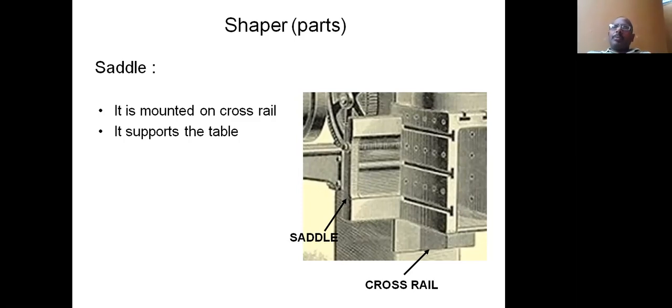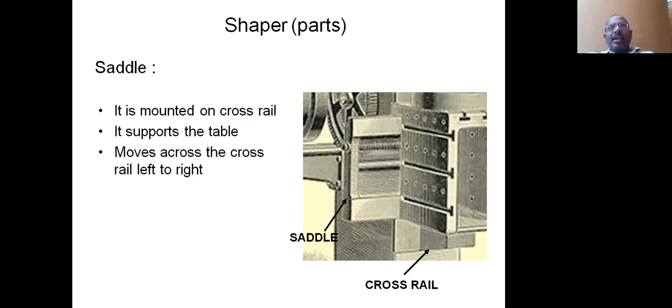Supports the table. Observe, don't get confused. The lead screw or elevating screw are used to control the motion, but not to support the table. The table is supported on the saddle. As the saddle is mounted on the cross rail, that particular table is mounted on the cross rail with the help of the saddle only. That is the important function of that particular saddle.